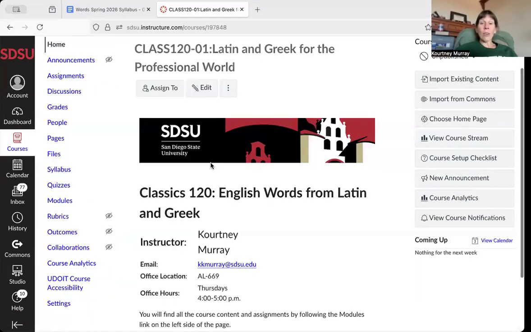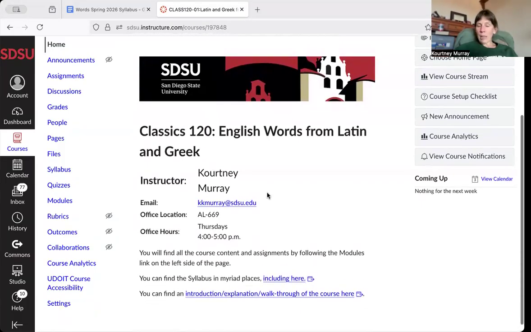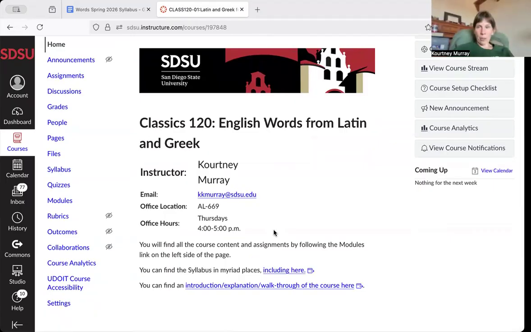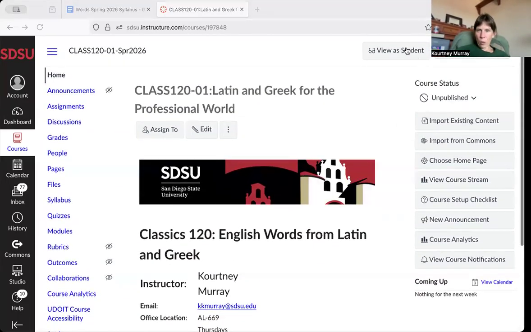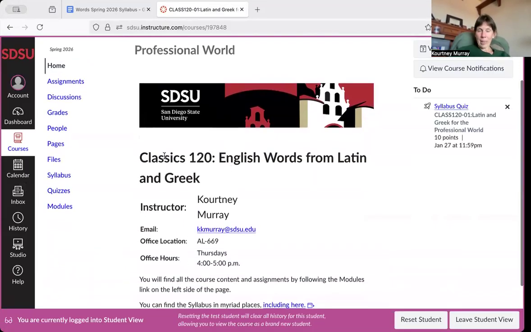So, Canvas page. Here's our home page. We actually don't use this for very much, but it has all of the information you need to reach out to me if you would like to. And then it gives you resources to find the syllabus and this sort of thing. So that's the home page. But actually, you know what I'm going to do? I want to look at the student view because my view is a little bit different than yours. So let's see what happens. Homepage looks the same. So most of the work in this class, if not all, is going to be done in the modules.